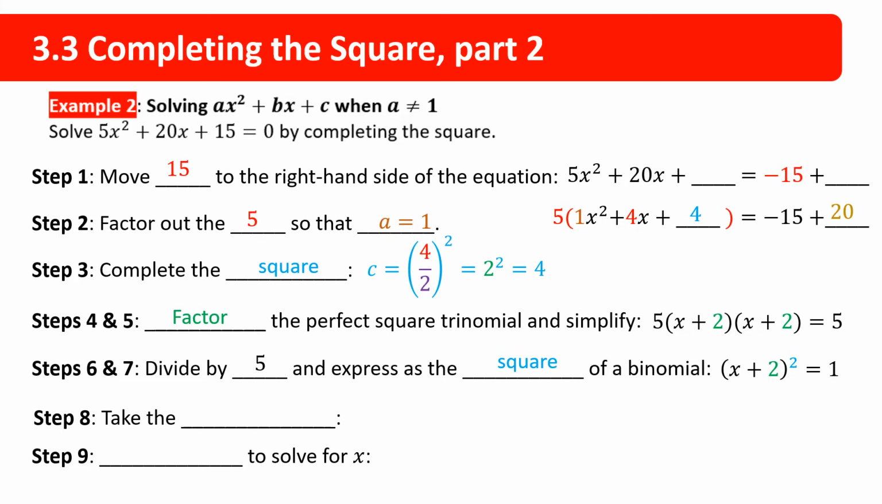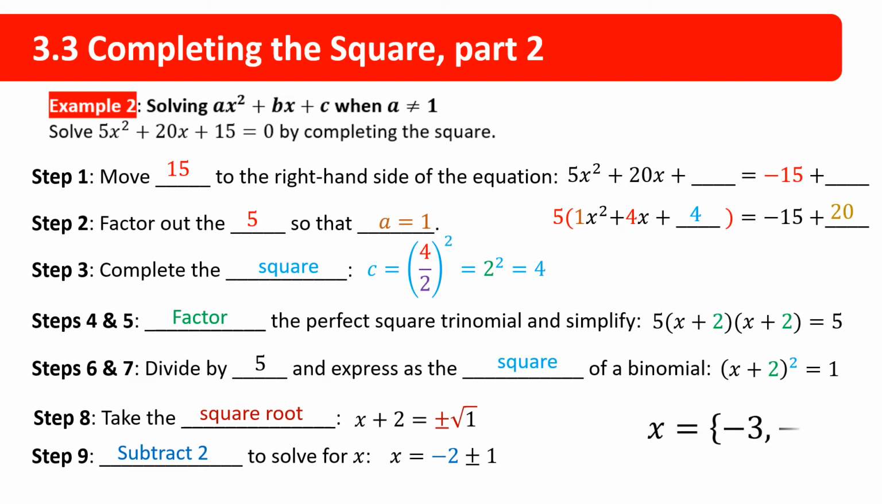In step 8, we want to take the square root of both sides, and so that's going to give us x plus 2 on the left and plus or minus the square root of 1 on the right. Finally, if we subtract 2 to the other side of the equation, we will come up with x equals negative 2 plus or minus 1, and if we want to write our final answer, we can say that we will have the values of negative 3 and positive 1.